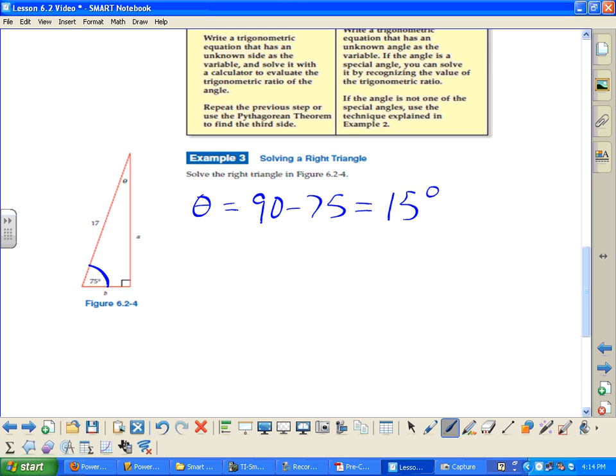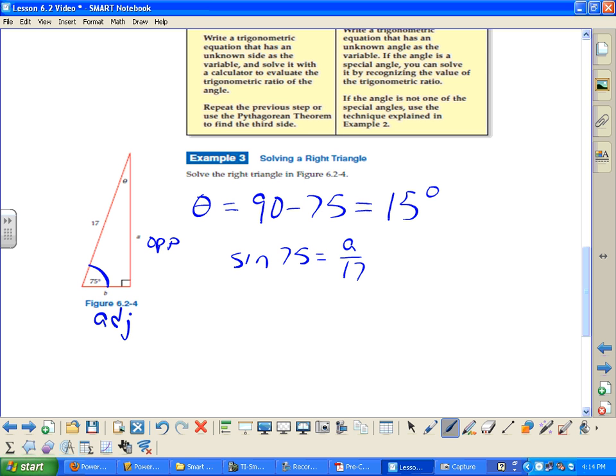Now the question is, does it matter which one we find first? No, it doesn't. But we're going to use the 75-degree angle. So side A would be the opposite side, and side B would be the adjacent side to that angle. So we can set this up that opposite and hypotenuse is sine, so that we would know that the sine of 75 is equal to the opposite, which is side A, over 17.